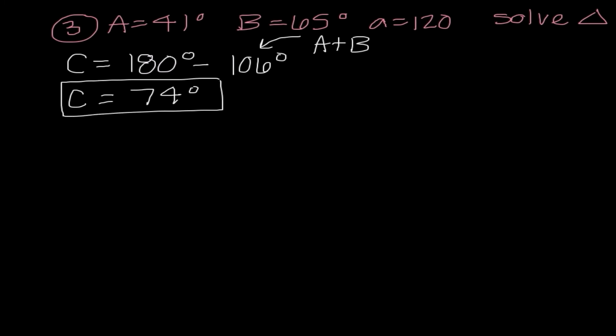So we didn't need to use any trig for that. We could just use our triangle sum theorem. But now I need to think, how can I find sides B and C? And we need to choose what we want to find first. I like order, so I'm going to find side B first just because that seems pretty logical.